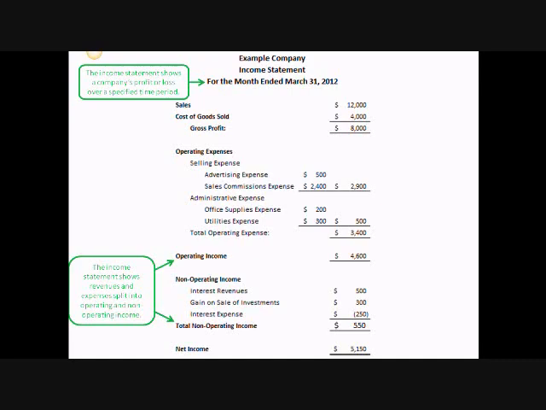It then deducts operating expenses split into selling expenses and general and administrative expenses. Selling expenses are those expenses directly related to sales and would include things like advertising and sales commissions for your salespeople. Administrative expenses include the costs of running the business that are not directly related to sales, such as office supplies and utilities. The gross profit minus your operating expenses gives you your operating income. Then you add or subtract the non-operating income, such as interest, to get your net income.